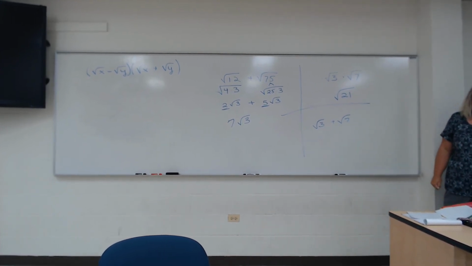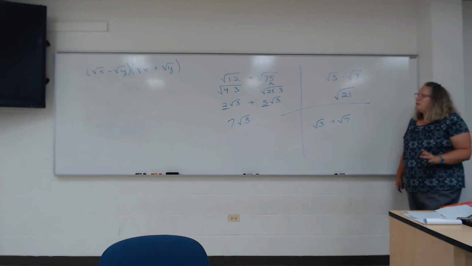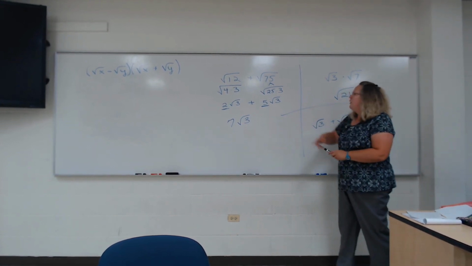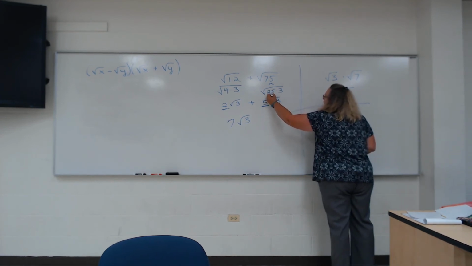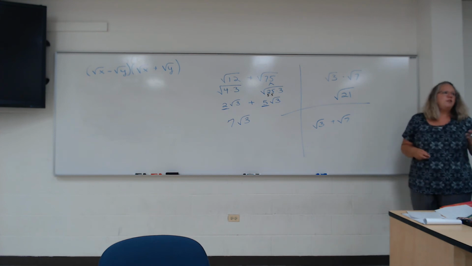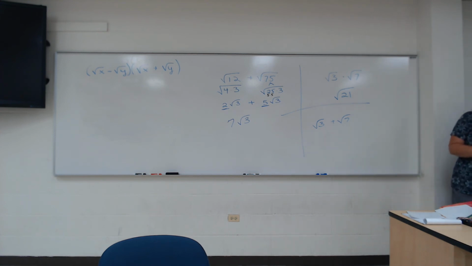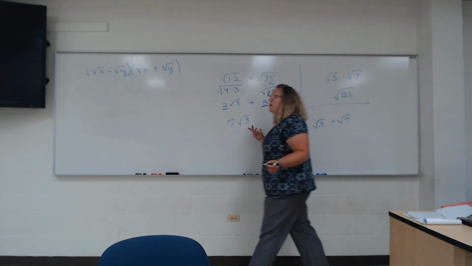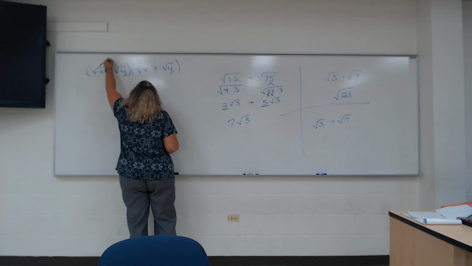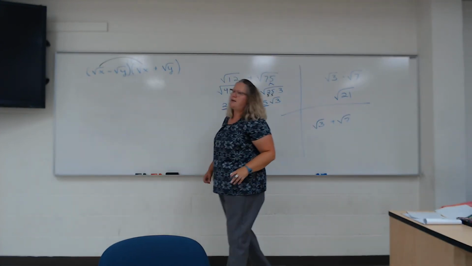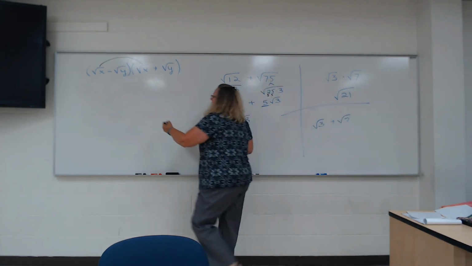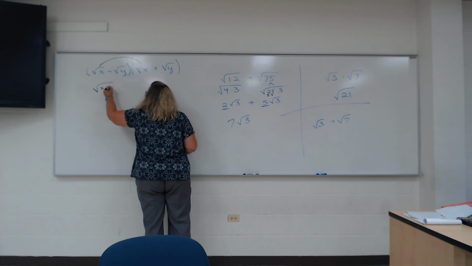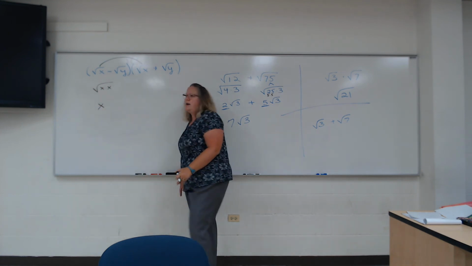Two underneath equals 1 outside. The reason the square root of 25 is 5 is because the square root of 25, I really have two 5s. 2 underneath equals 1 outside. So we're going to do a FOIL. What's the square root of x times the square root of x? I have 2 underneath. This is the square root of x times x. 2 underneath equals 1 outside.